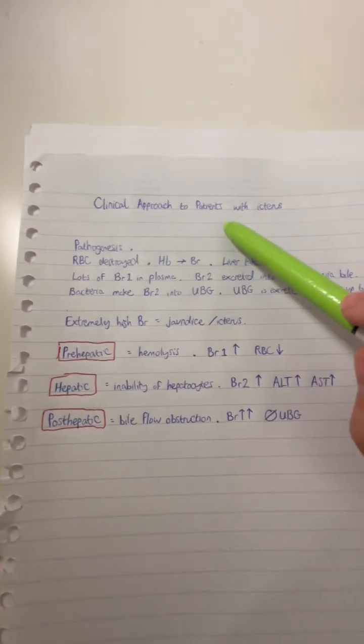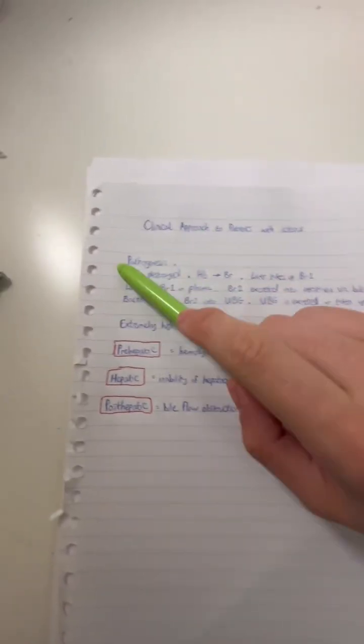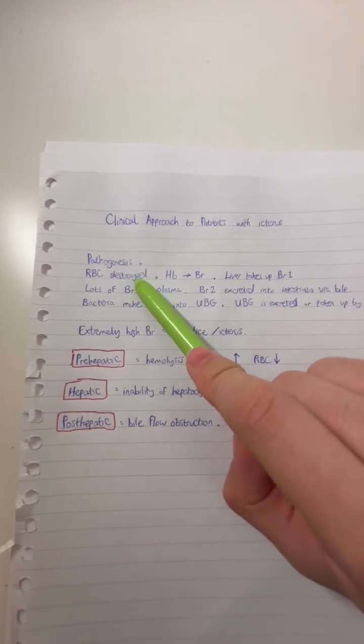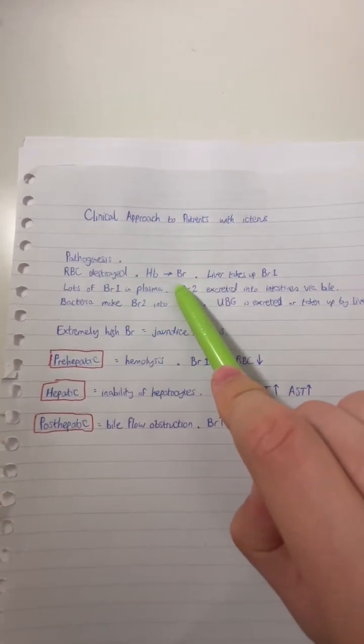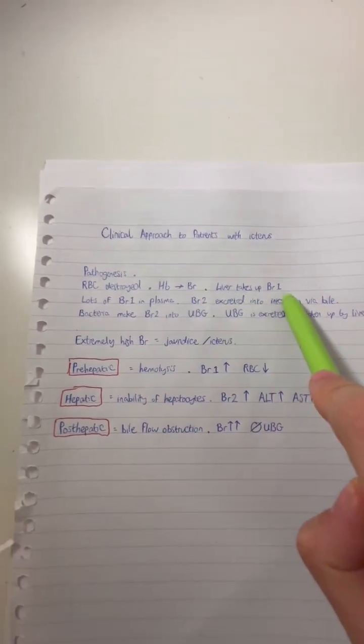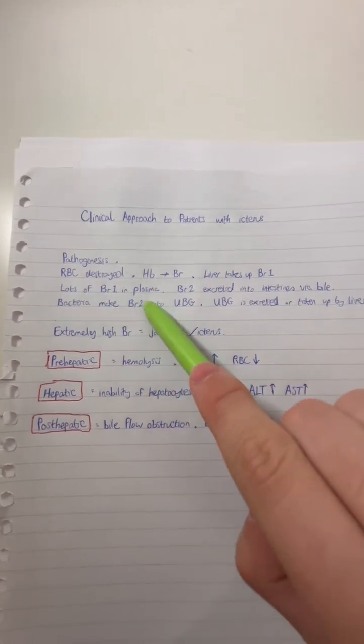The clinical approach to patients with icterus. So the pathogenesis: red blood cells are destroyed, and then hemoglobin becomes bilirubin. The liver takes up bilirubin 1, and then there's lots of bilirubin 1 in the plasma.